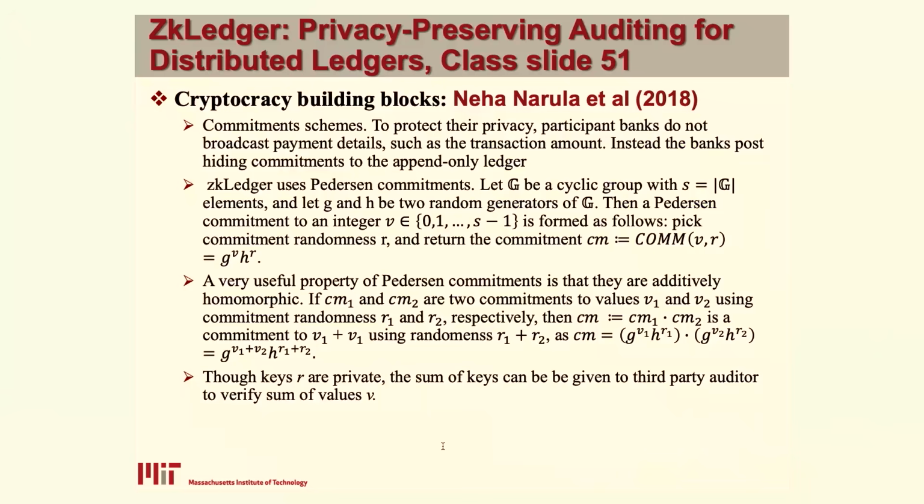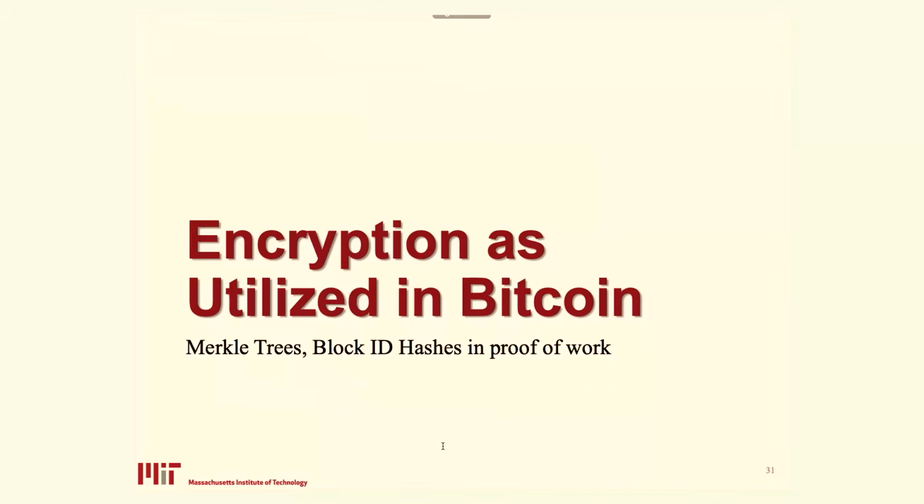Revealing the sum doesn't reveal the individual numbers. So the underlying individual transaction values are still concealed. But the regulator can be assured that there's no double spending. Okay. So I promised to go back to Bitcoin.